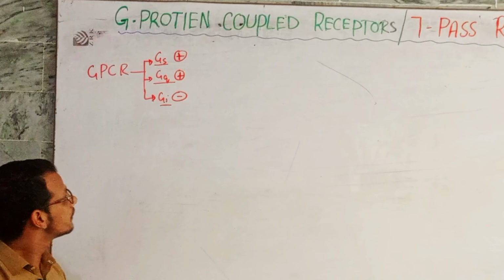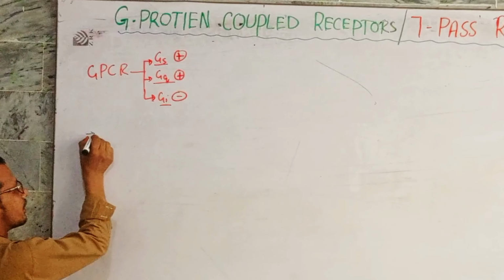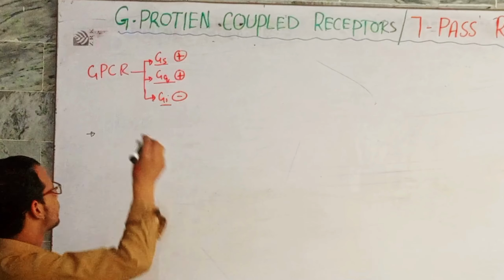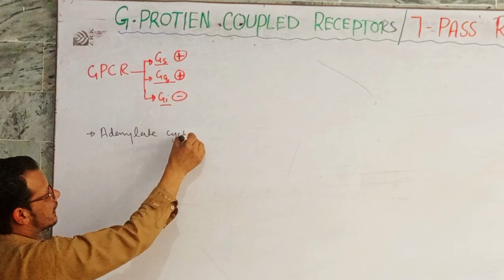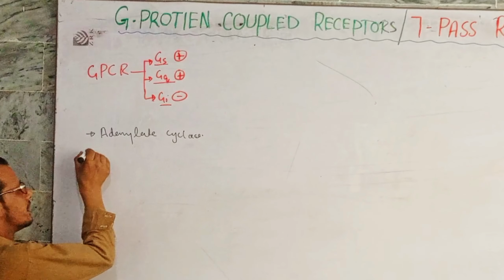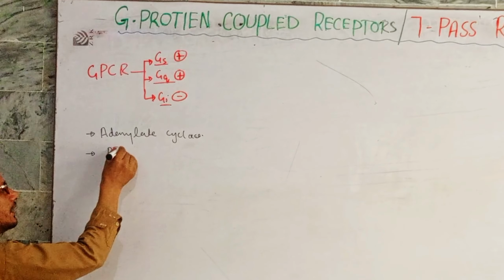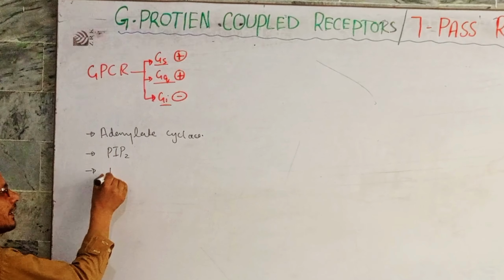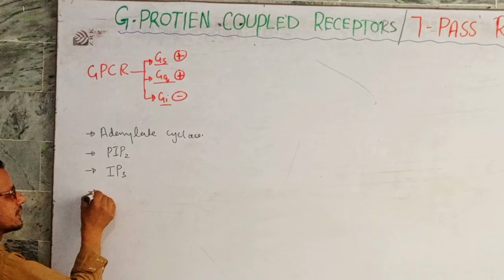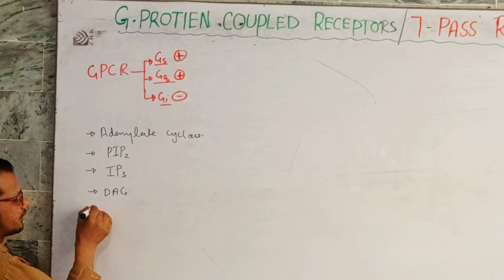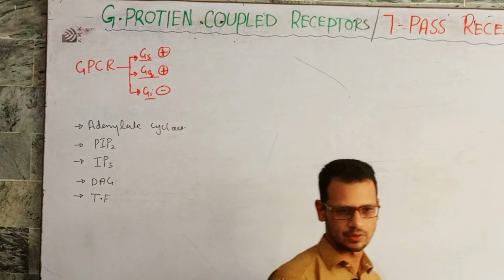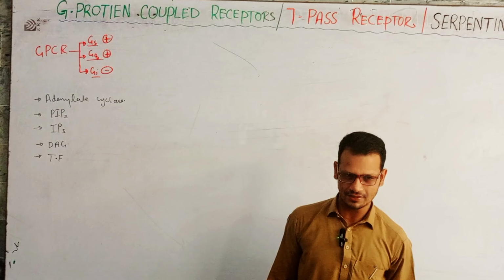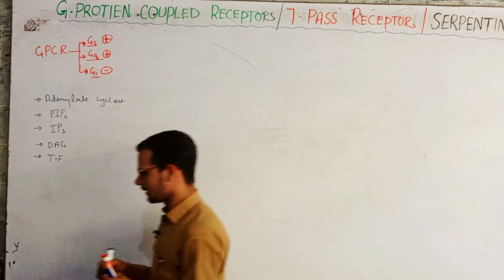Now we will discuss some of the important proteins in this mechanism. First, adenylate cyclase or adenyl cyclase. Second is PIP2. Third is IP3. Fourth is DAG. Fifth is TF protein. Right? All these proteins are included in the mechanism of the 7-pass receptor. We will discuss all the mechanisms and all the functions of these proteins in detail.